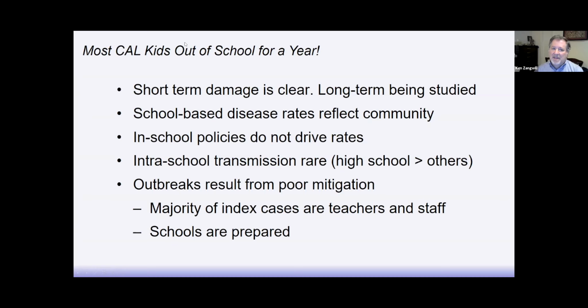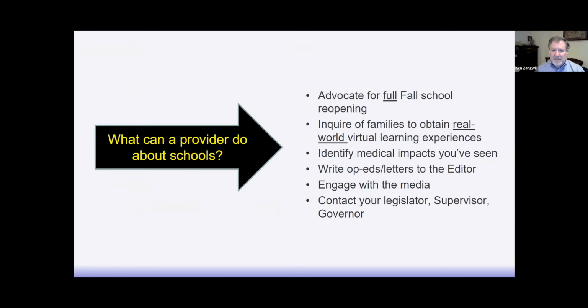And look, we know this. Most California kids have been out of school for a year. Short-term damage is clear. School-based disease rates reflect the community. Attendance does not drive rates, transmission's low, and outbreaks happen because of poor mitigation. These are the big messages, I think, as pediatricians, we can send to parents and schools and legislators. Dr. Zangwill, yeah.